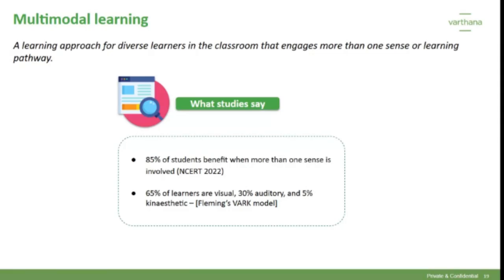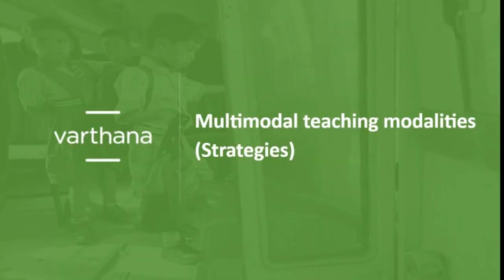And then Fleming's model also said that 65% of learners are visual, 30% are auditory, and 5% are kinesthetic learners. We have discussed them all, and we can say that by engaging all the senses, we can address the learning styles of all the learners, right? Okay, so moving ahead, multimodal teaching modalities. From here, my colleague Shweta will take forward the session. So I would like Shweta to carry this forward.